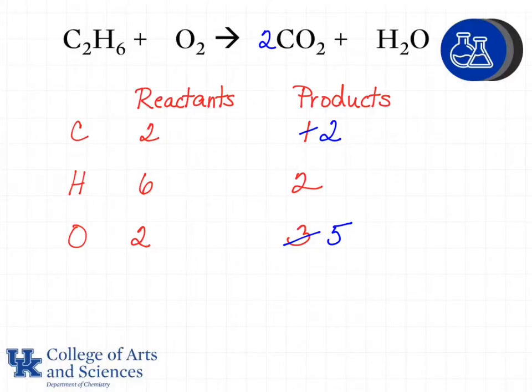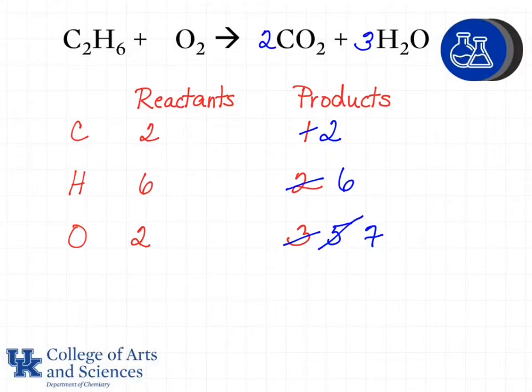I see 6 on the left and 2 on the right, so I add a 3 in front of H2O, and that gives me 6 hydrogen atoms, and it changes my total oxygens to 7. 4 from the CO2 and 3 from the water. I see that both my carbon and hydrogens are balanced, and oxygen is the only thing that's not balanced. However, there's no whole number that I can put in front of O2 that will multiply times 2 that's in the subscript to give me 7.